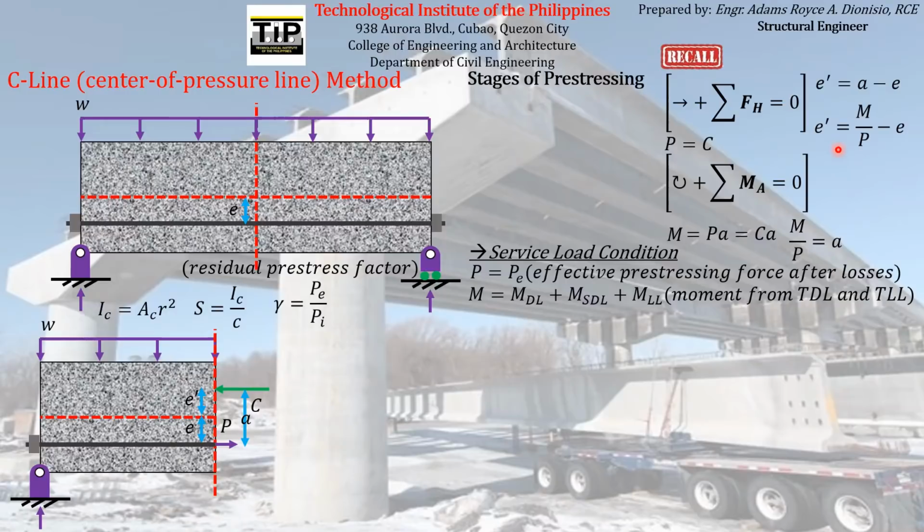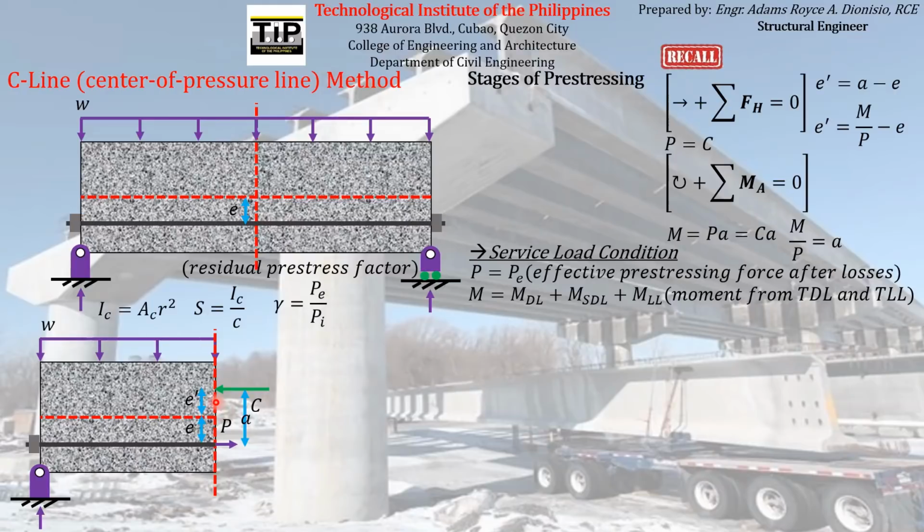So this is how you can get the distance of the total compressive force with respect to the neutral axis or the centroid. So you can use this formula: the bending moment due to the external loads, W and reaction, divided by the magnitude of the pre-stressing force, minus the eccentricity of the pre-stressing reinforcement. So that is how you can get the magnitude of E prime.